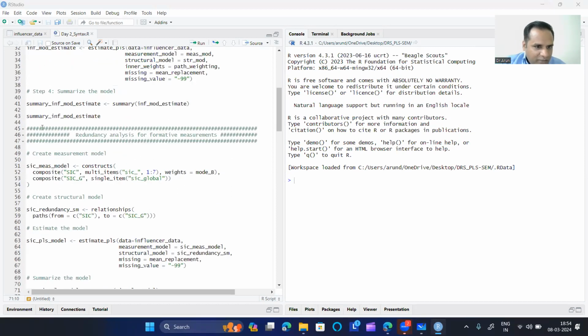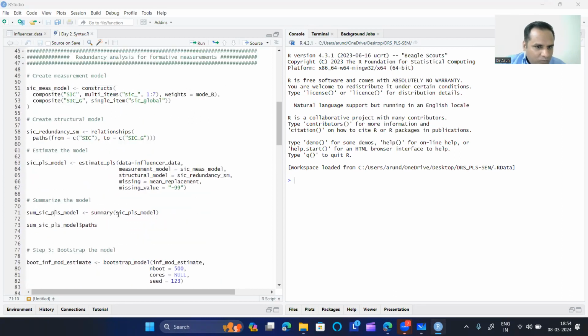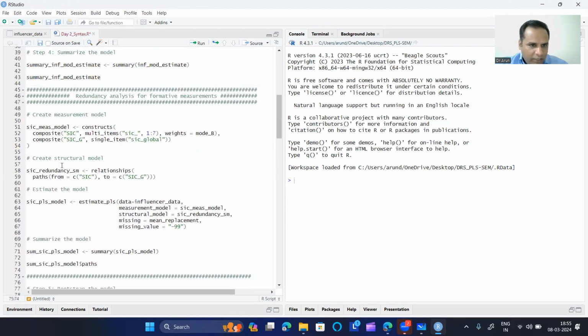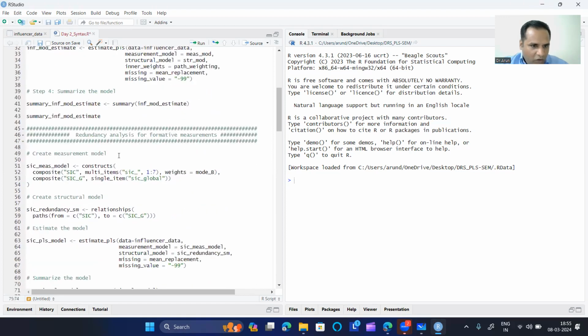So what I did, I simply copied this particular part. Bootstrap the model. Yes, I was here. See, now you can see. So here you can simply put a dash, so that you understand later on what has happened with your data. So now I'm going to do the redundancy analysis.